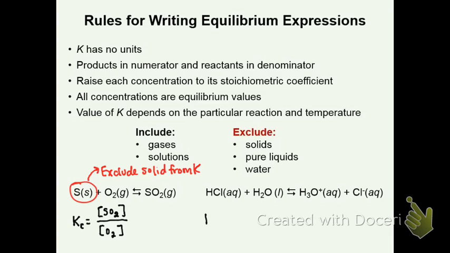So as another example, if we come back to the dissociation of HCl, this equilibrium constant would be the hydronium ion concentration times the chloride ion concentration divided by the concentration of HCl. So in this case, we exclude water from the equilibrium constant because it's a liquid.